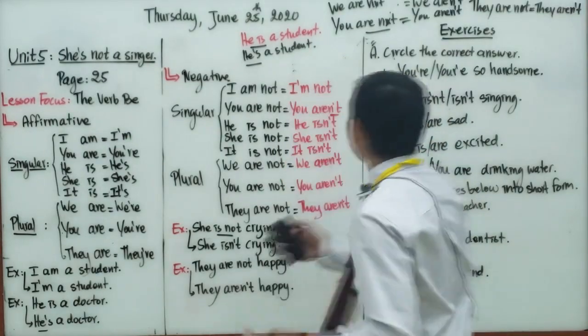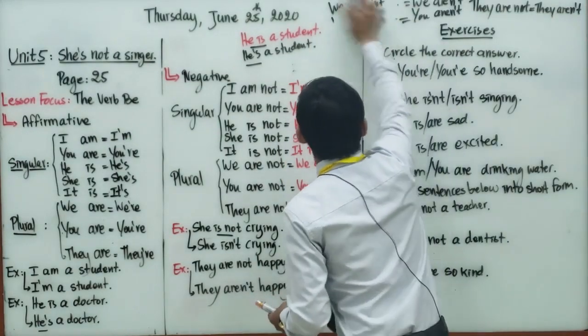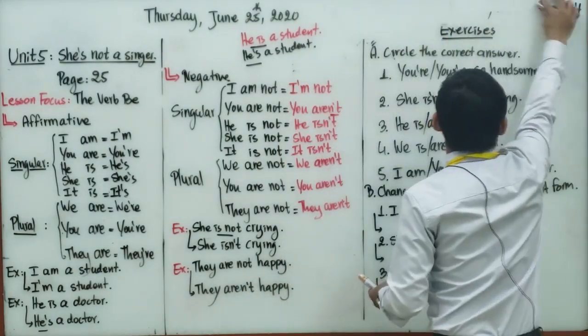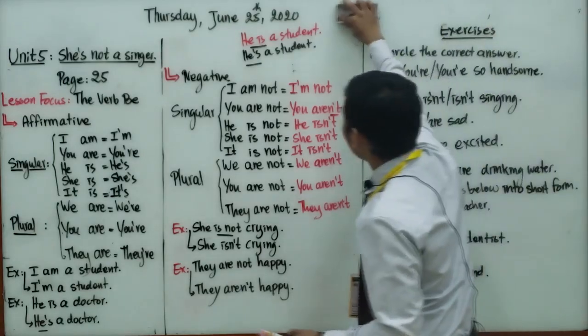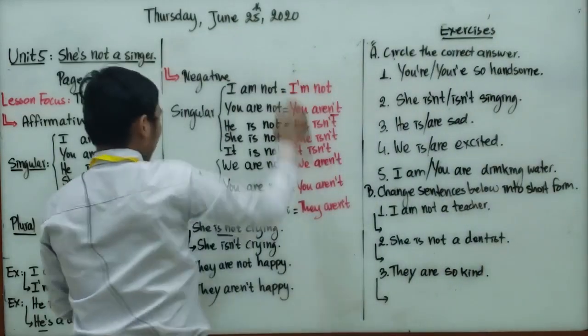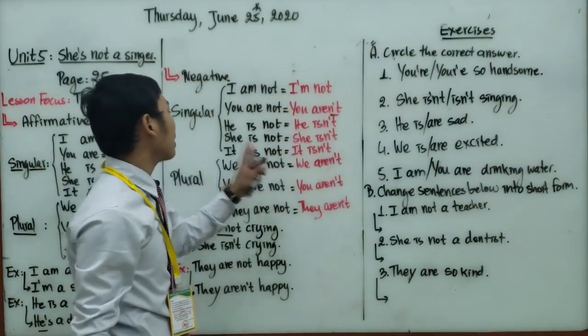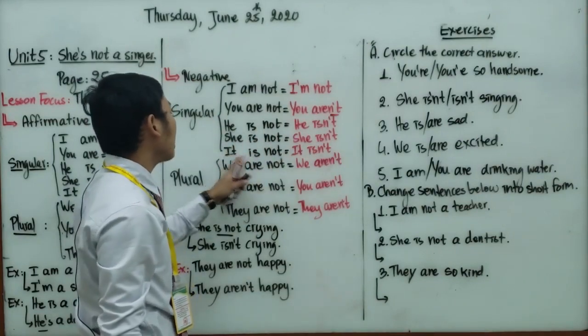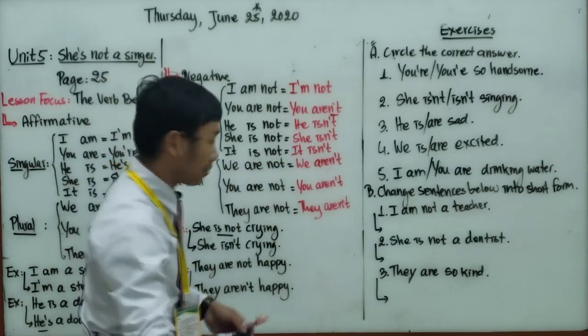Okay? That relates to are, already explained. What about is? What about is? He is not equals he isn't. She is not equals she isn't. It is not equals it isn't.